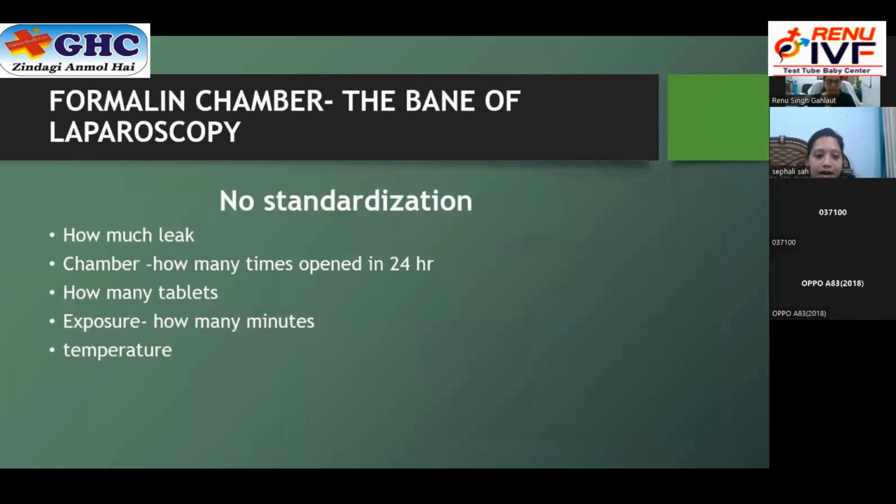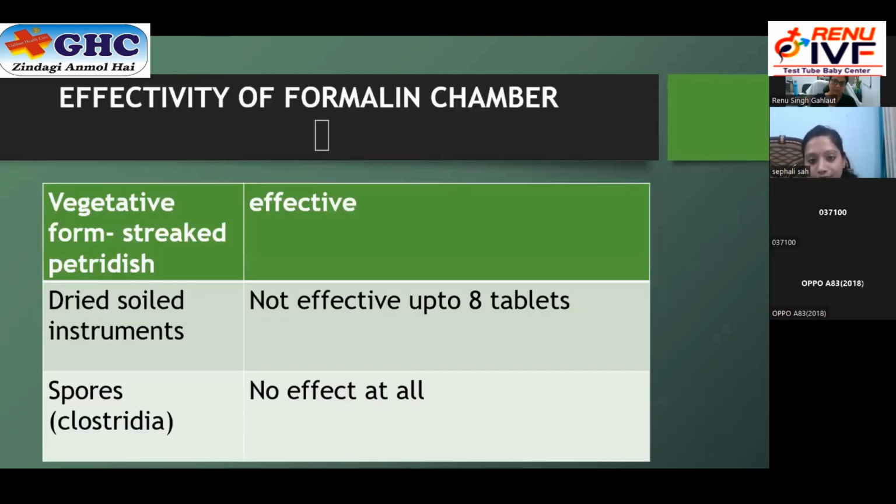Now, in the formalin chamber, I said there is no standardization, because how much is leaking, I don't know. No one knows, because many times you have to open the chamber, and how many tablets you have to keep, you don't know. Usually, more than 8 tablets were kept. And exposure time, how many minutes, and temperature, are not maintained in that chamber. That's why it is the bane of our laparoscopy, but still being used.